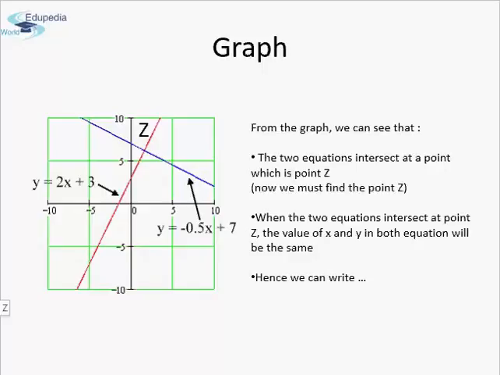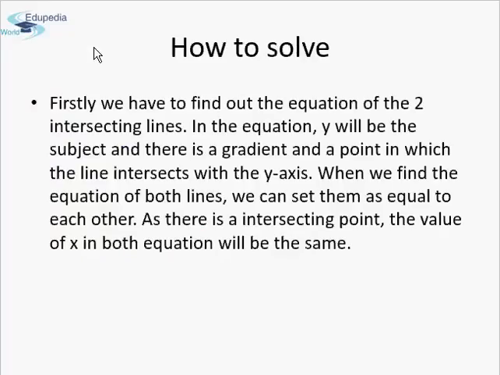The way to solve this is pretty simple. First we have to find the equation of the two intersecting lines, which we have. In the equation, y will be the subject and there is a gradient and the point at which the line intersects with the y-axis. When we find the equation of both lines, we consider them as equal to each other. As there is an intersecting point, the value of x in both equations will be the same. Now let's forget about this.